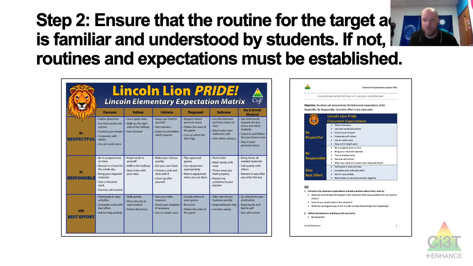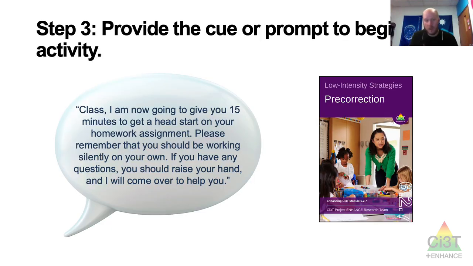The second thing you want to do is make sure that those rules are known to students, because you can't really expect kids to follow certain expectations if they don't know the expectations. So making sure that they understand those, that's step two. And you might refer to your school-wide expectation matrices, your setting matrices. What does the classroom look like? What does the hallway look like? What are our school-wide expectations on this? So that's step two.